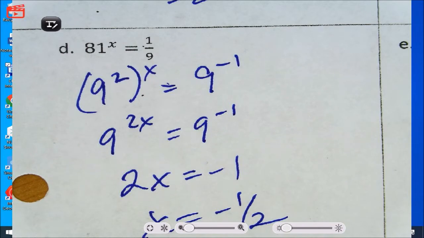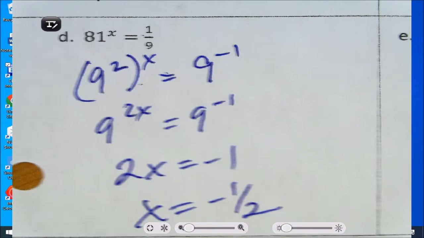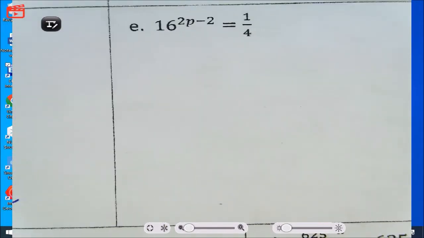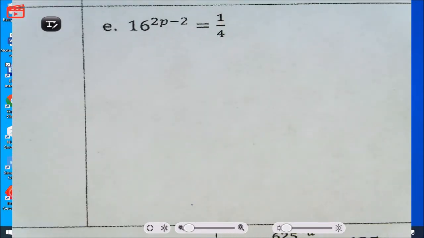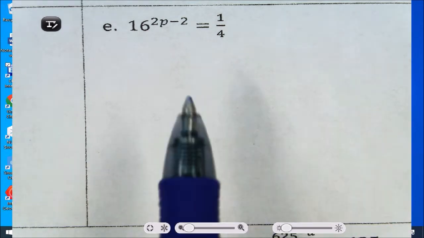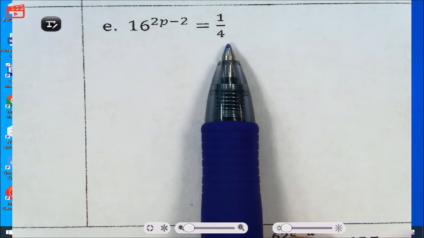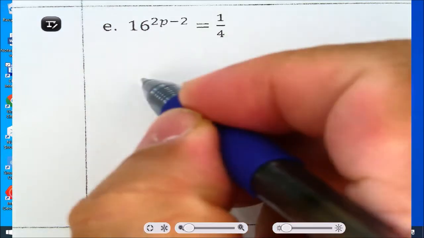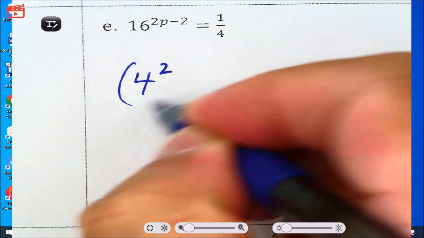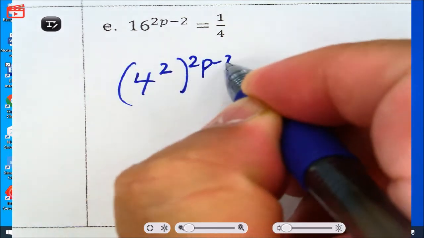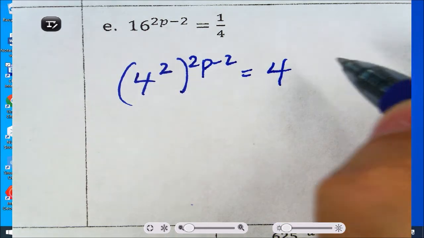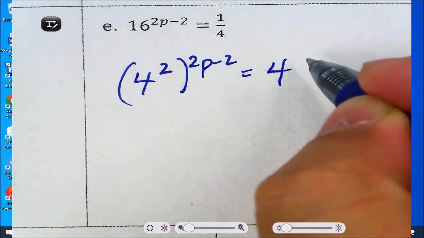All right, ready for E? E. Okay. Can you write 16 as a power of 4? Yes. 4 to the second. So 4 to the second to the 2p minus 2 equals 4 to the what power? Negative 1.